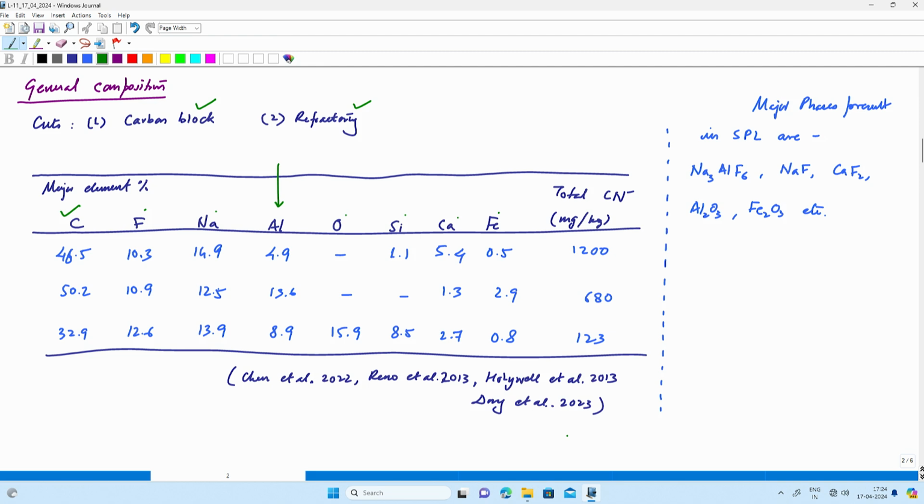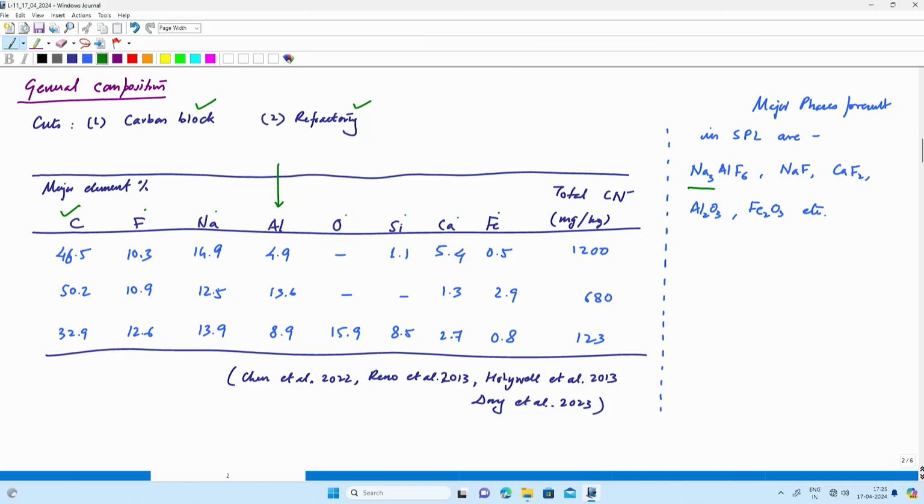What are the major phases present in SPL? When we think of the SPL, we must note that the lining is exposed to the molten aluminum as well as the electrolyte. So, sodium hexafluoroaluminate, Na3AlF6, is an important phase, along with NaF, CaF2, Al2O3, Fe2O3 and other phases. These are most commonly present in SPL.